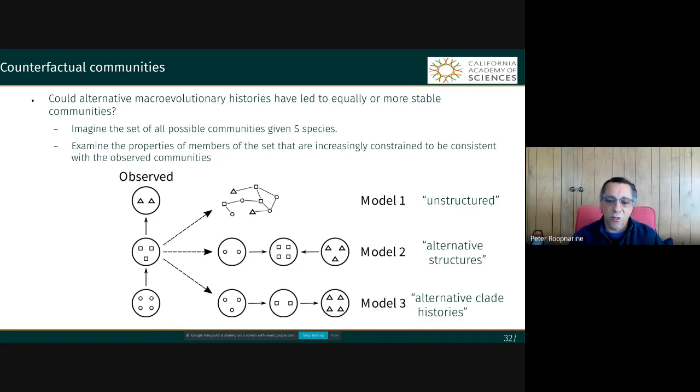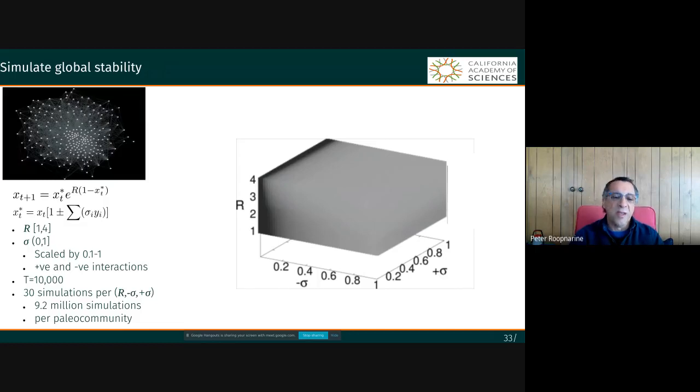Their functional structure is different, but they're equally complex. And in model three, they have the same functional structure as our real communities. We just tinker around with how many species are in a particular functional group. So let's say our different lineages of species evolve differently, faster or slower than observed. And now in the last few slides to show the results, you're going to see a bunch of cubes like this.